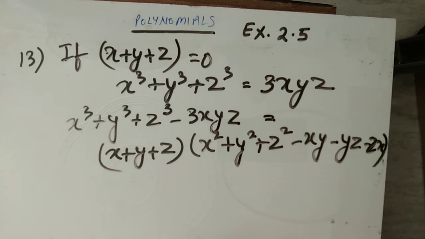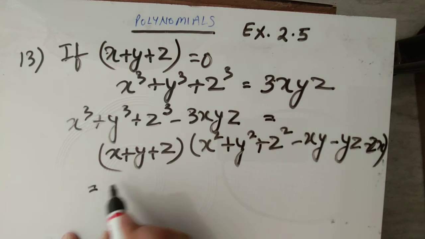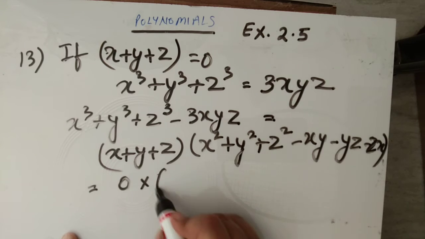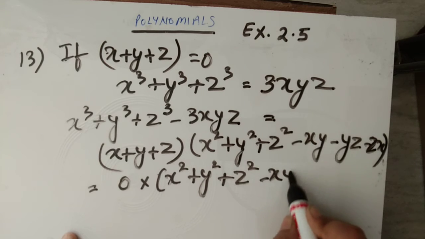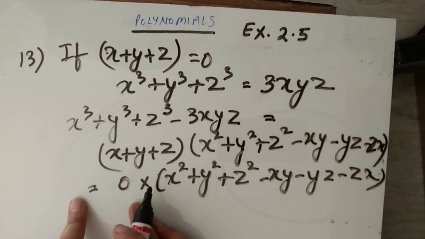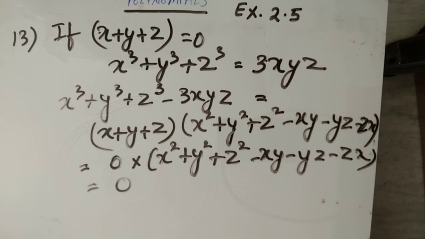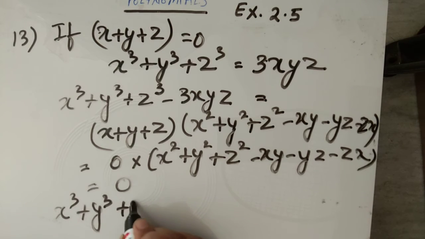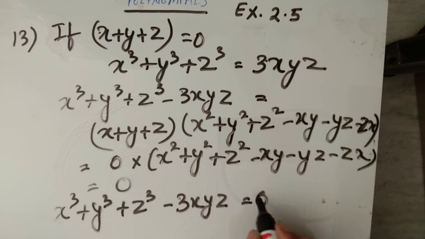This identity we know. Now what you will do? What is given to you? This is equals to 0. Instead of that one, we will put 0. So when we will put 0 instead of that, remaining term will be as it is, plus z square minus xy minus yz minus zx. Now when this term will be multiplied by 0, the result is 0 only. Okay, what we mean is that x cube plus y cube plus z cube minus 3xyz, it is equals to 0.